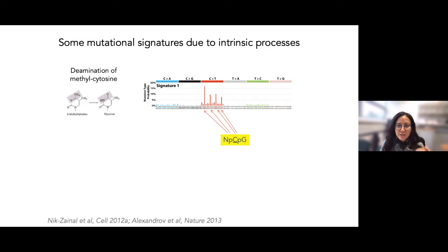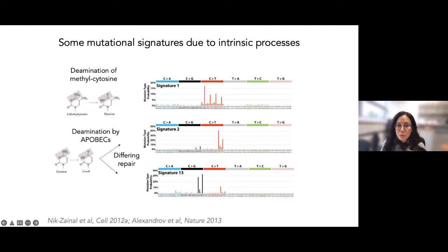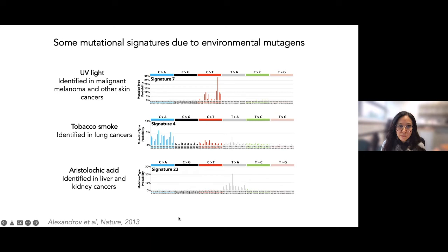I'm just going to show you some examples of what signatures look like. So this is a very well-known signature called signature 1. It was the first one that was found. And this is caused by deamination of methyl cytosine. It's when you get C to T's at methyl CpGs. And this is another form of deamination caused by APOBEC, which, because of differing repair pathways, can result in two different outcomes. But all of these are perfectly natural and happening in all your normal cells all the time. These are signatures that are due to environmental agents. This is UV light, this is due to tobacco smoke, and this is due to aristolochic acid.